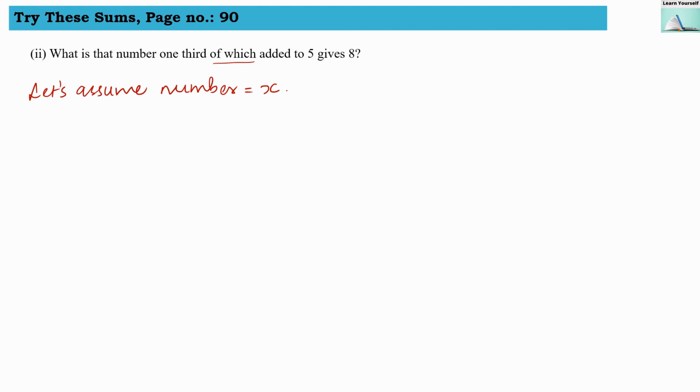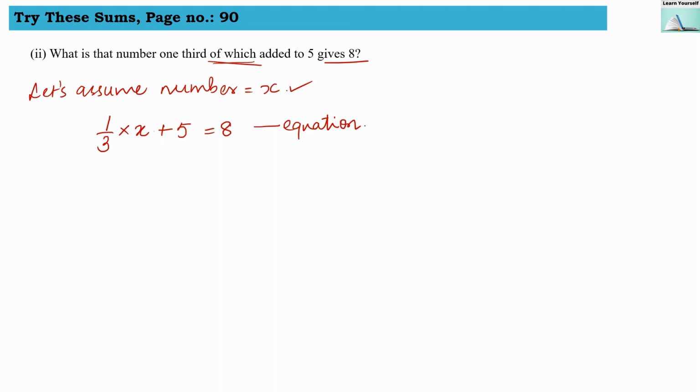1/3 of which? 1/3 of which means we have to multiply 1/3 with that number. So 1/3 into x, because we have guessed that number as x, added to 5. So we have to add here 5, gives 8, means equals to. Now this is our equation. From this we have to find out what will be the value for x. So we have to solve this equation.